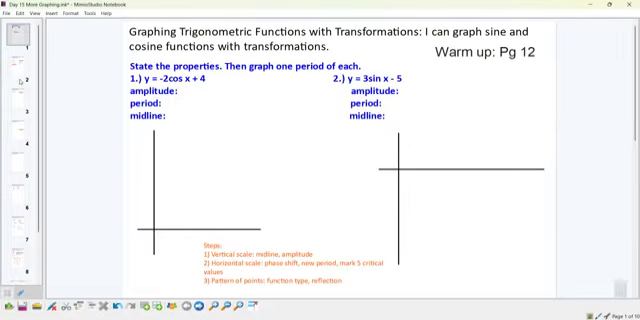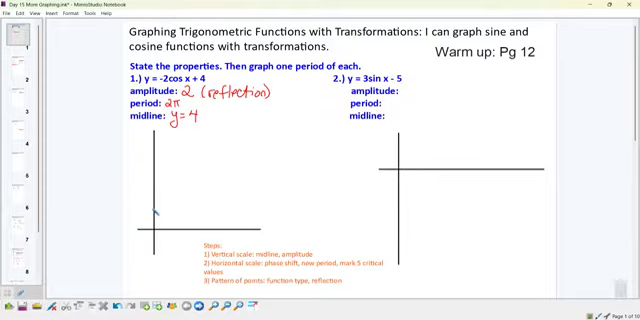properties. So the amplitude of number one is 2. The negative is a reflection, but that is not specifically the value of the amplitude. So the 2 is the amplitude, the negative is the reflection. The period, so we have a 1 in front of x, so the period would be 2 pi divided by 1. And the midline is going to be up 4, so that's at y equals 4.